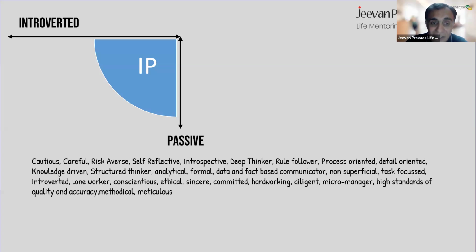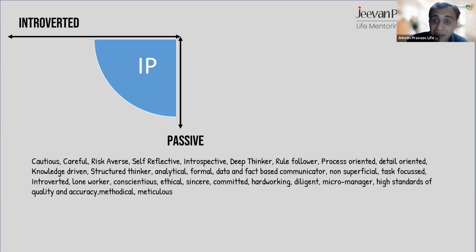Right? So that means if you look at these people, they are very cautious. They are very careful. They are risk averse. So risk averse means they are good at calculating. So they will be very good risk mitigators. They are very good risk planners, because they are very intuitive. They will know, this problem can come, that problem can come. So they are very good at planning.